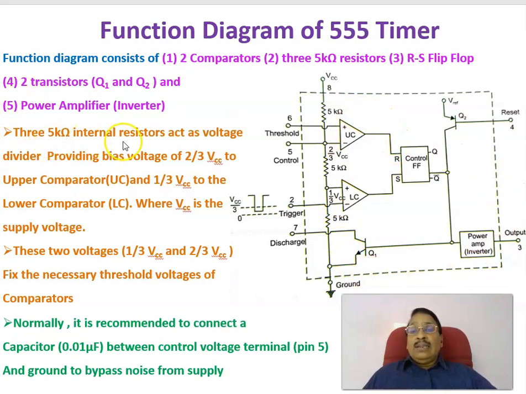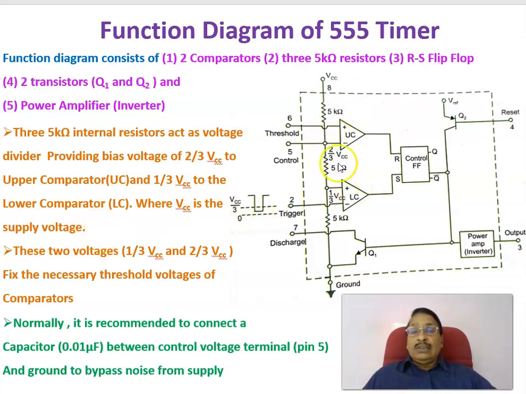Now there are three 5 kilo ohm internal resistances. The voltage VCC will be divided so that here the voltage becomes equal to 2/3 VCC, and here the voltage becomes equal to 1/3 VCC. Therefore, VCC is divided into 2/3 VCC and 1/3 VCC using 3 equal resistances of 5 kilo ohms, providing 2/3 VCC to the upper comparator and 1/3 VCC to the lower comparator.